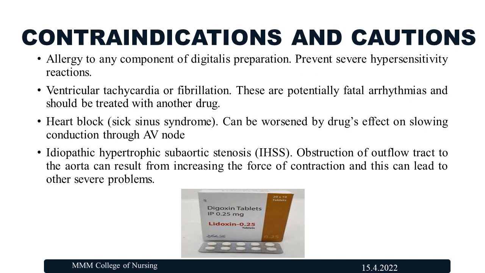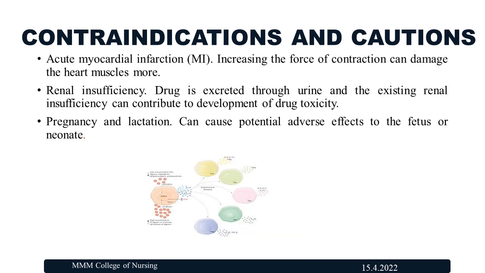The contraindications: allergy to any components of the digitalis preparation, to prevent severe hypersensitivity reactions. It should also not be given in the condition of ventricular tachycardia and fibrillation because of fatal arrhythmias, and heart block can be worsened by drug effects on the AV node. Idiopathic hypertrophic subaortic stenosis is also a contraindication, as obstruction of the outflow tract to the aorta can result from an increased force of contraction. This can lead to severe problems.